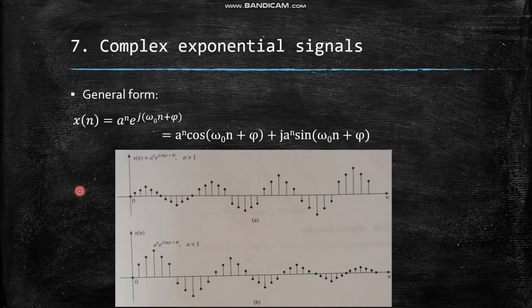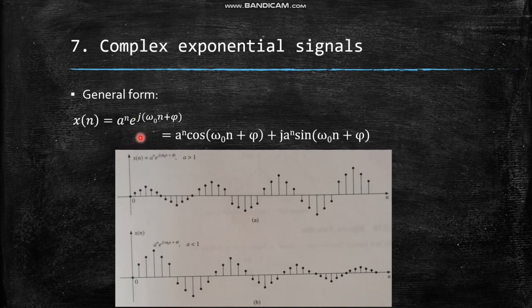The two cases are when, if we consider mod a equal to 1, then the real and imaginary parts of the complex exponential sequence are here. If mod a is equal to 1, then the real and imaginary parts of the complex exponential sequence will make it a sinusoid. A sine waveform is obtained then.